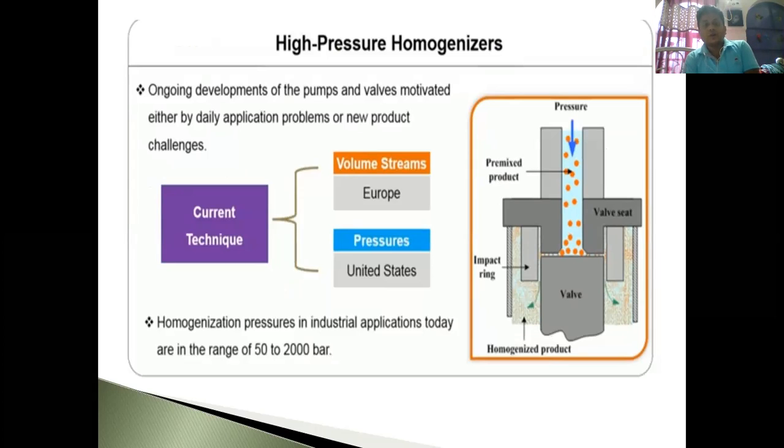Ongoing developments on the pumps and valves are motivated either by daily application problems or new product challenges. In current techniques, volume streams in Europe and pressure in the United States, both comply with and apply this process. Homogenization pressures in industrial application today are in the range of 50 to 2000 bars. We all know the two-stage homogenizers, where we can apply pressures in a first stage and a second stage, and this pressure is also divided into two forms.